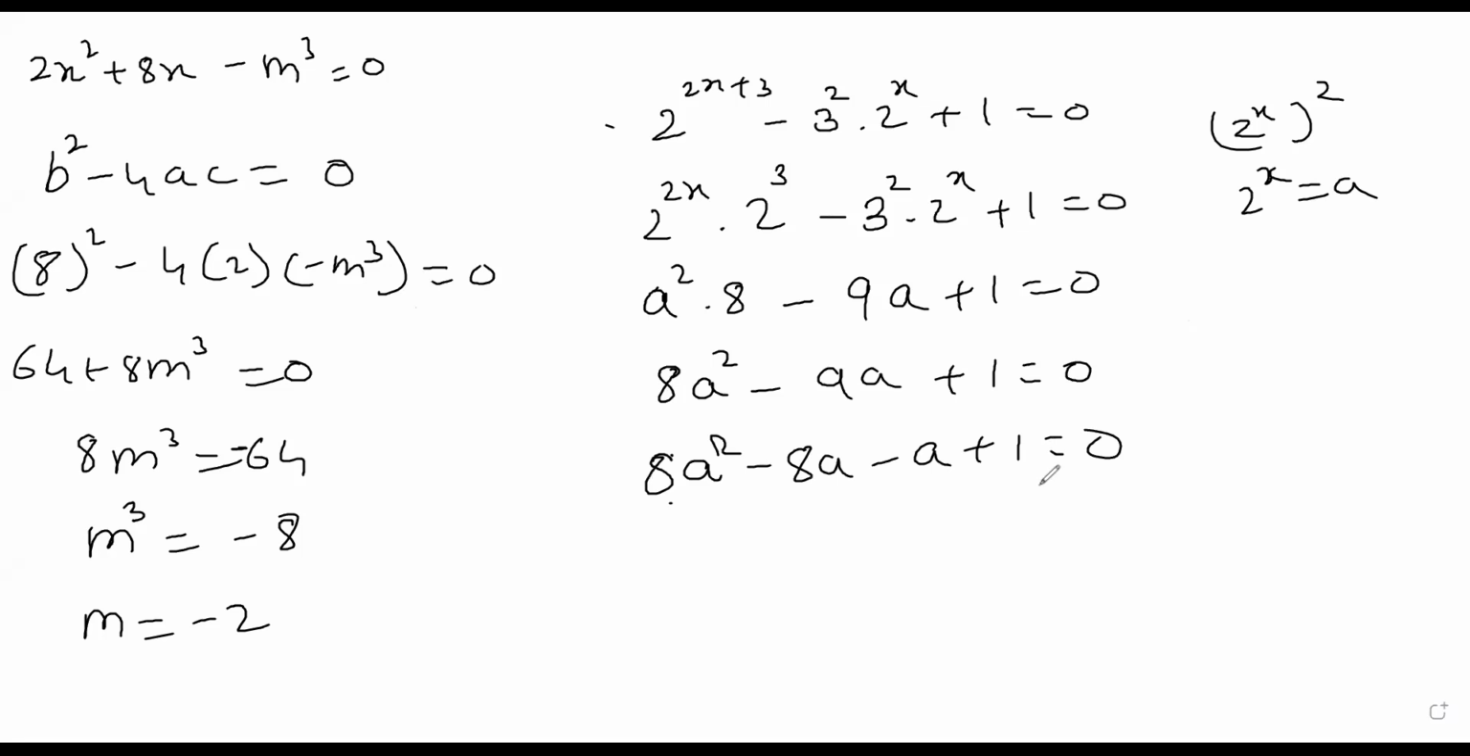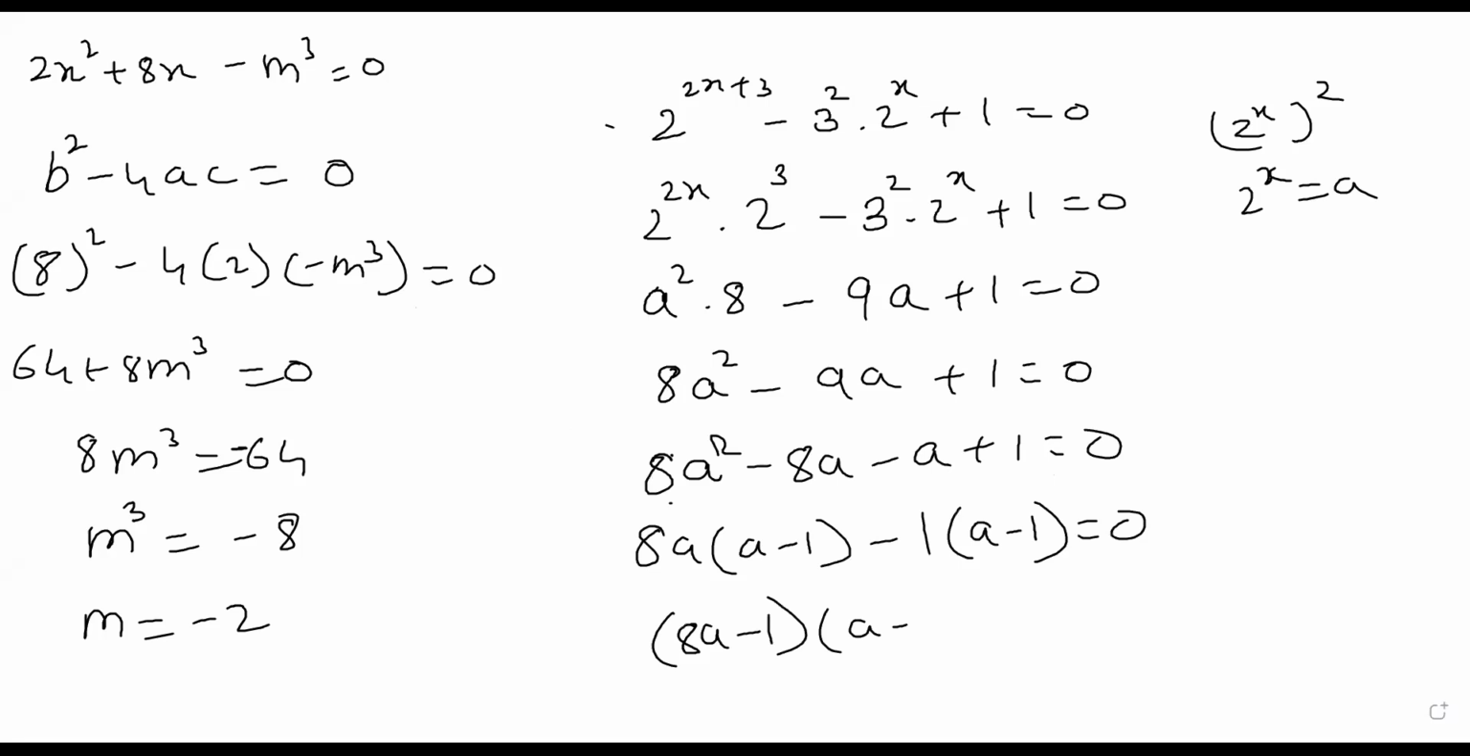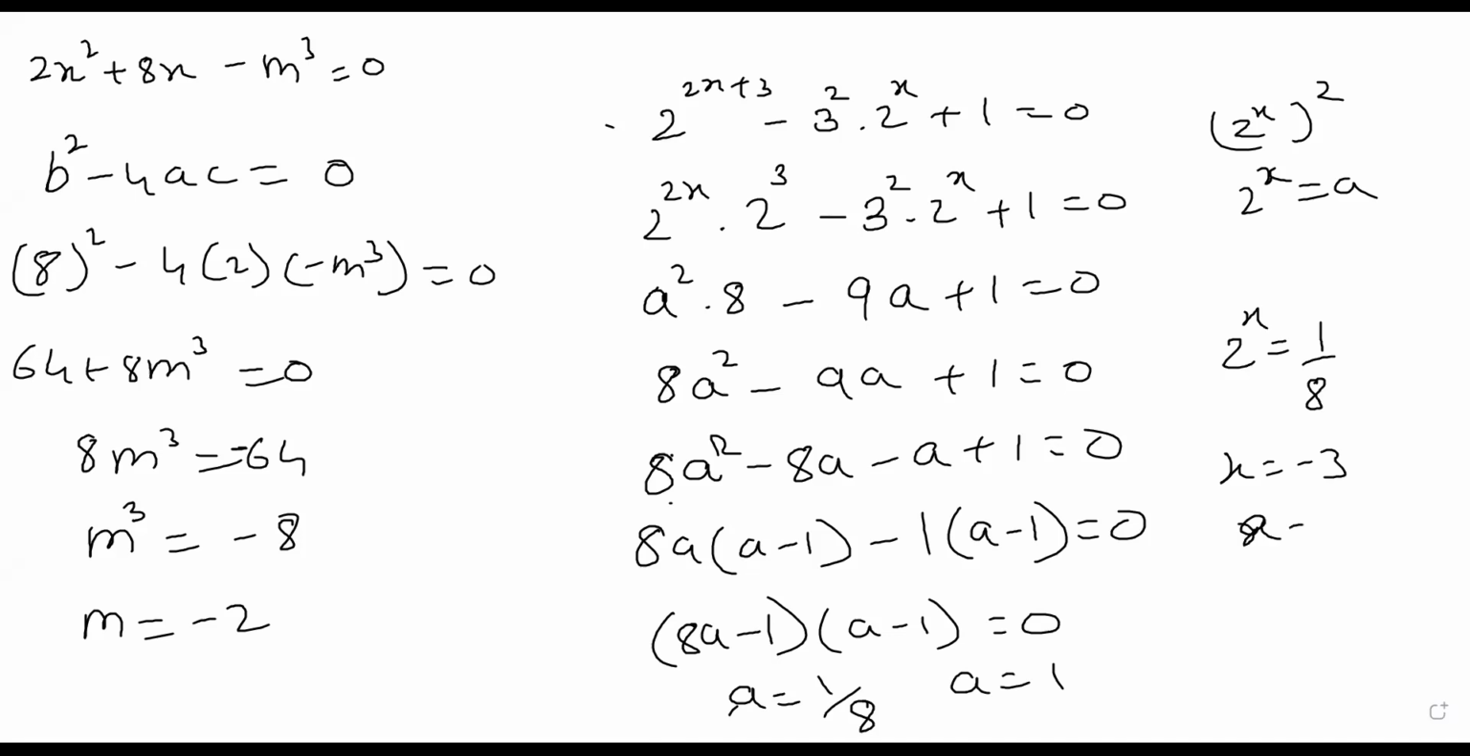Now we will get 8a common into bracket a minus 1, minus 1 common into bracket a minus 1 is equal to 0. So 8a minus 1 is 0 or a minus 1 is 0. So a is equal to 1 by 8 or a is equal to 1. So 2 raised to x is 1 by 8. Obviously x will become minus 3 or x will become 0. So your answer is minus 3 and 0 and not 0 and 3.